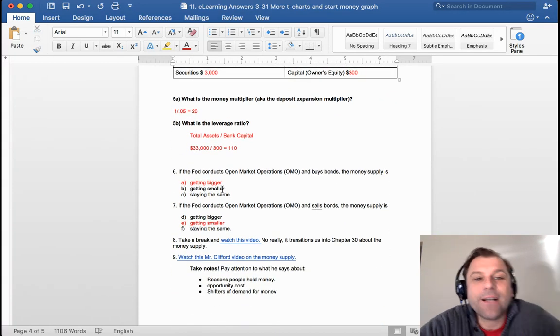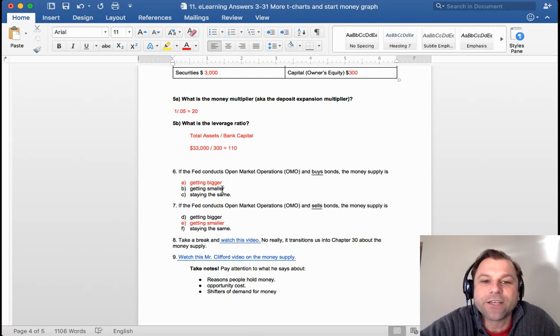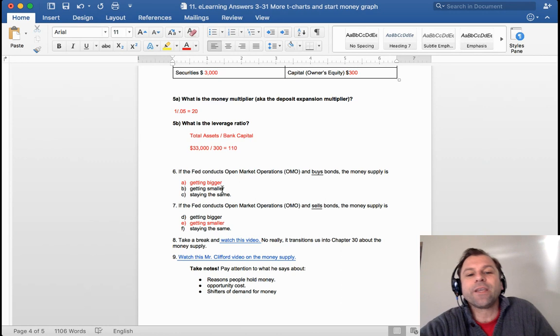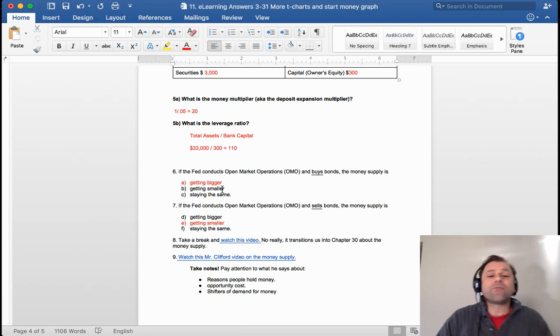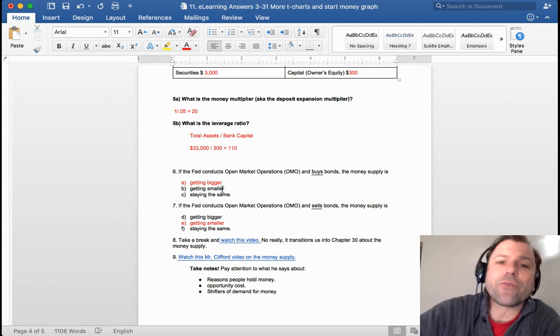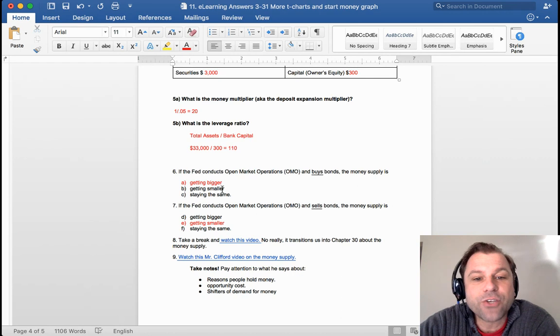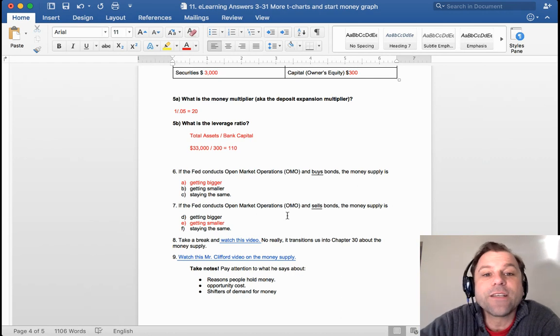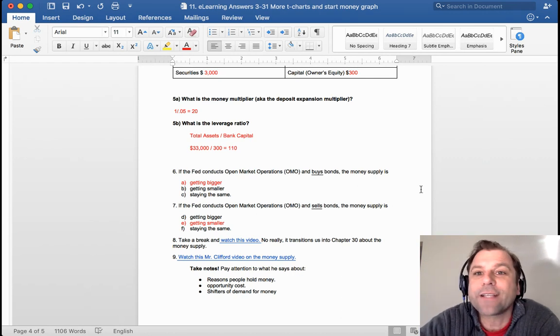Now, 6 and 7, just to make sure, you have to remember buy equals bigger and sell equals smaller. So hopefully you got that correct. After listening to this, go back, check over your own work, and fill out the short reflection on this, and then you can move on to the next thing. Thanks very much.